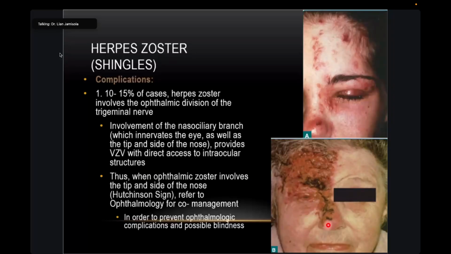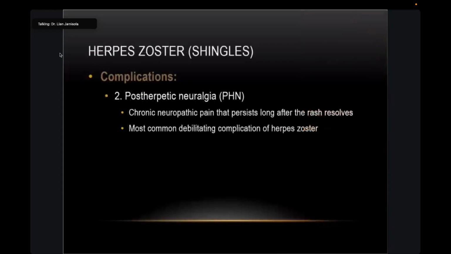It's important to refer the patient to ophthalmology for co-management to prevent ophthalmic complications and possible blindness, because of the involvement of the nasociliary branch of the ophthalmic division of the trigeminal nerve, which also innervates your eye. Patients also would have post-herpetic neuralgia. What's that? It's chronic neuropathic pain that persists long after the rash resolves. It may be very debilitating, such that some elderly patients, even a year after the rash resolves, still feel the pain. It's one of the most common debilitating complications of herpes zoster.